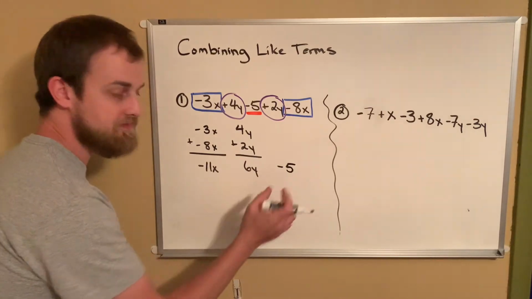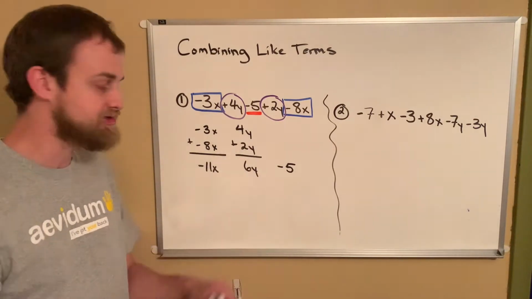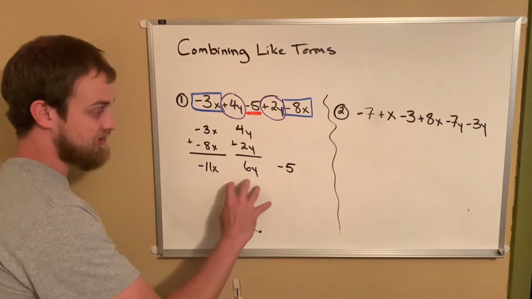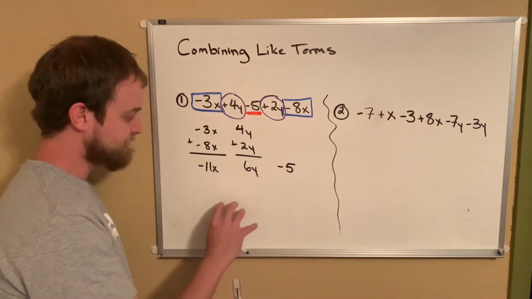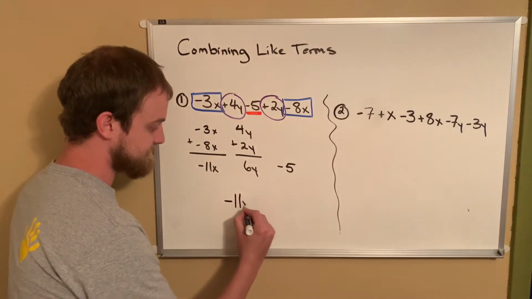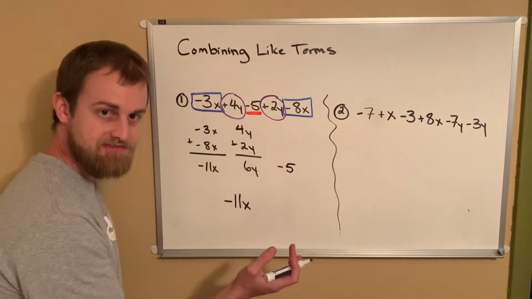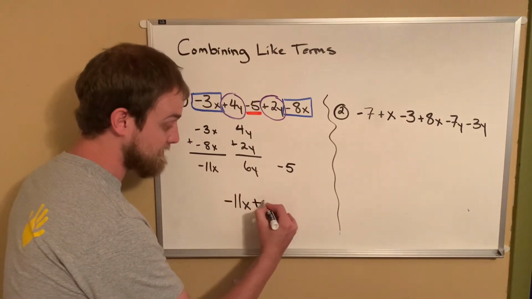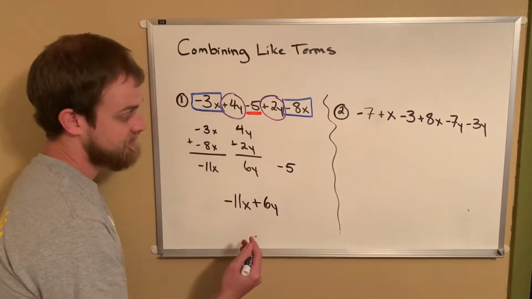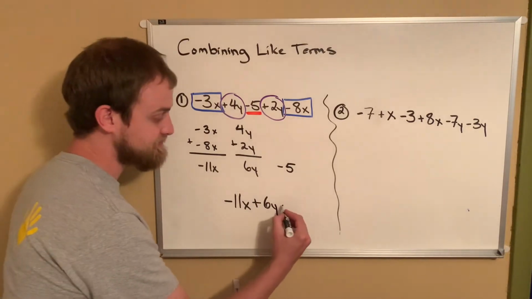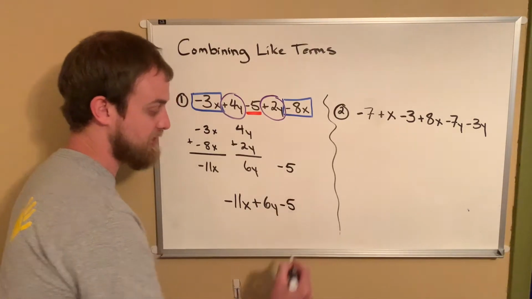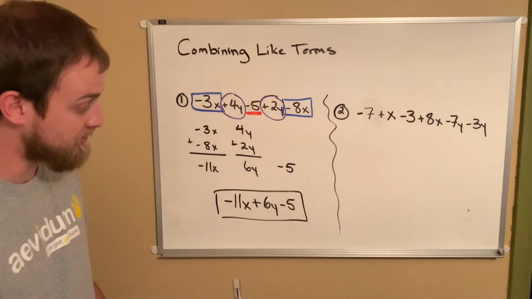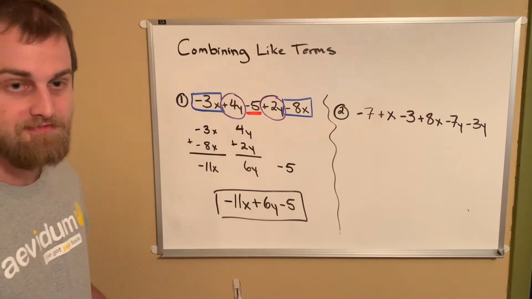So here are these simplified terms that are going to make up my answer. Now I just need to build an algebraic expression. It's a matter of putting symbols where they belong. We'll start with negative 11x. Now this is a positive 6y, so instead of leaving it blank, we'll write plus 6y. And what's nice about terms being negative is we can write a subtraction sign. My final answer for this question would be negative 11x plus 6y minus 5.